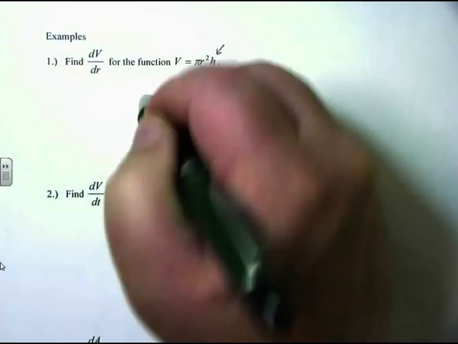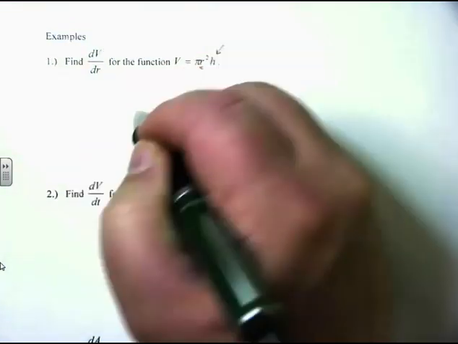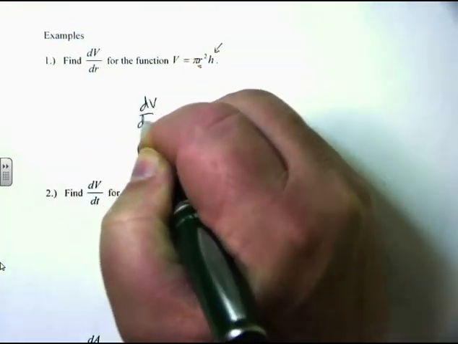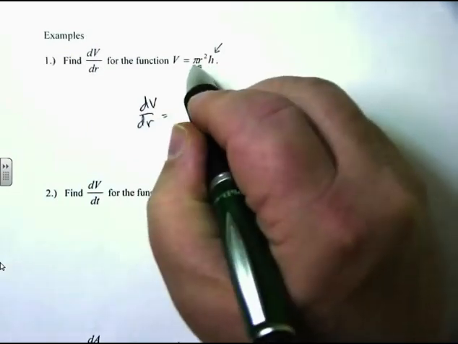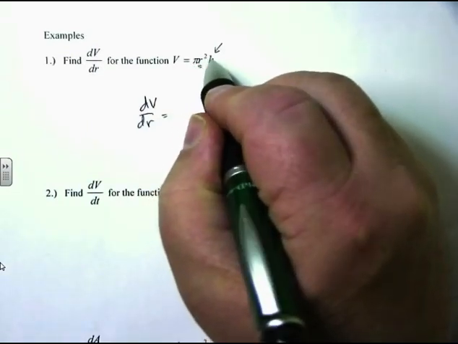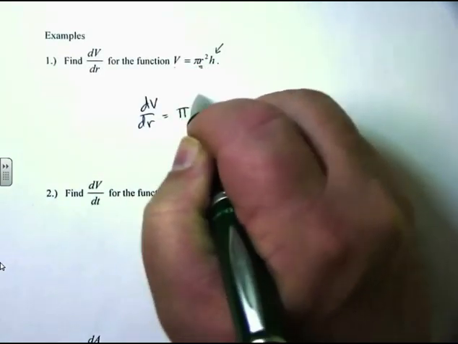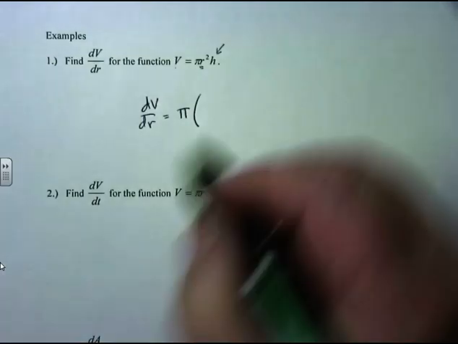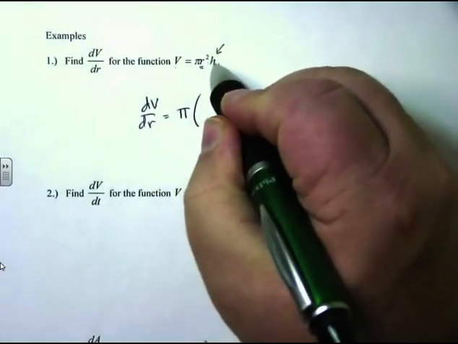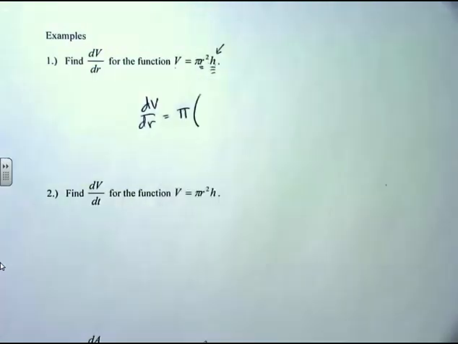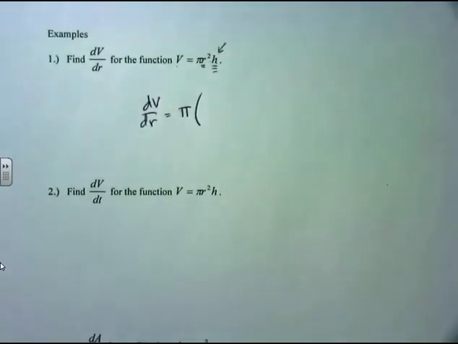So, what is the derivative of v with respect to r? Well, that would be just dv dr equals, now I've got pi r squared h. Now, pi is a constant. Let's leave that alone. Constant's held out front. What is the derivative of r squared times h? Well, that is a product. Therefore, we're going to have to use the product rule. Derivative of the first times the second plus the first times derivative of the second.